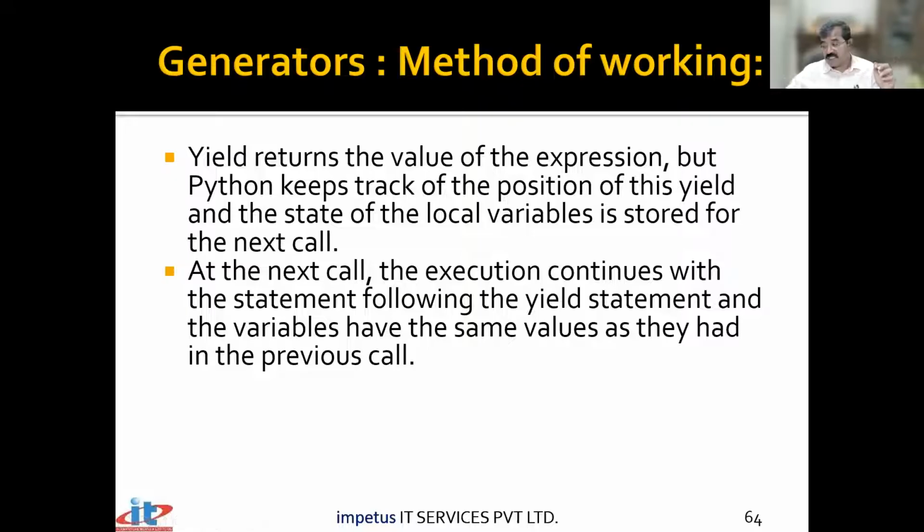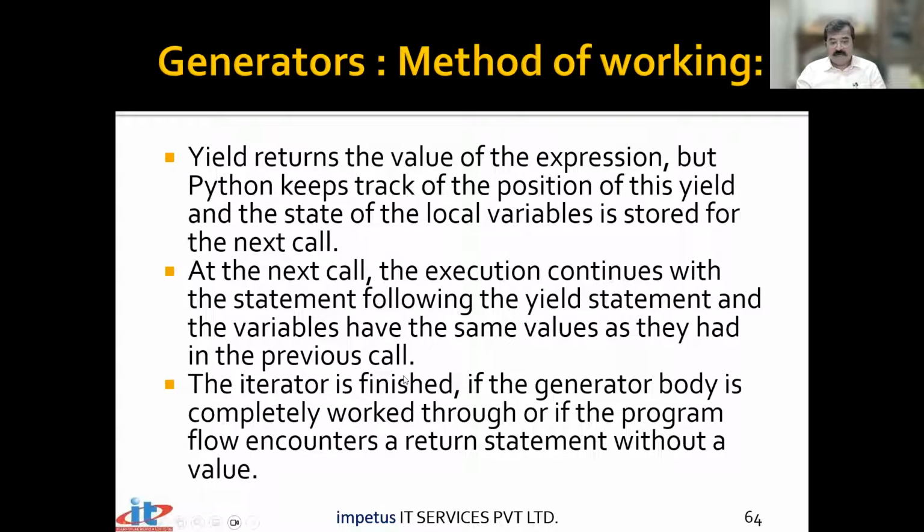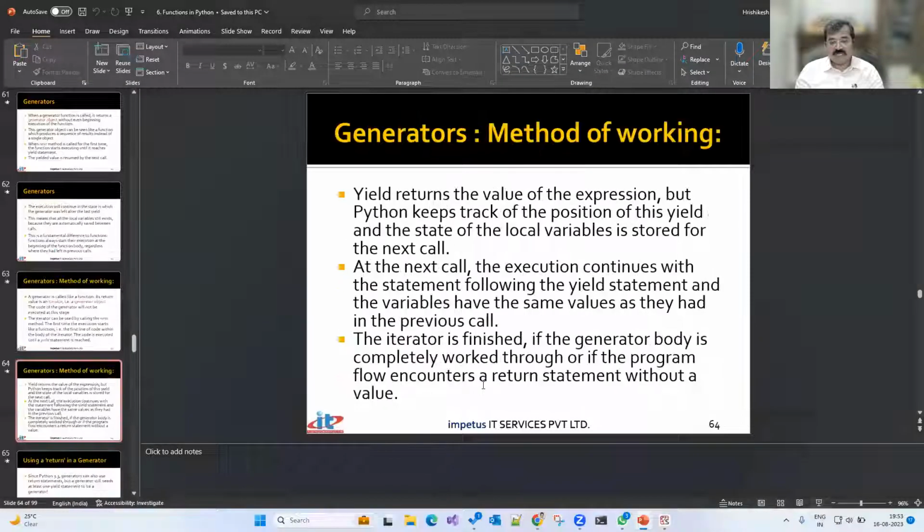So the state of the function is retained. It remembers where the call was given during the last call, from where we returned the control during the last call. It remembers that. So that's something very special about the yield statement. Iterator is finished if the generator body is completely worked through, or if the program flow encounters a return statement without a return value. So when the return statement is encountered, you can think about generator work being over.